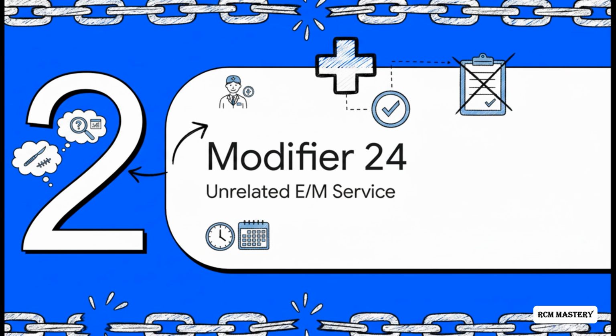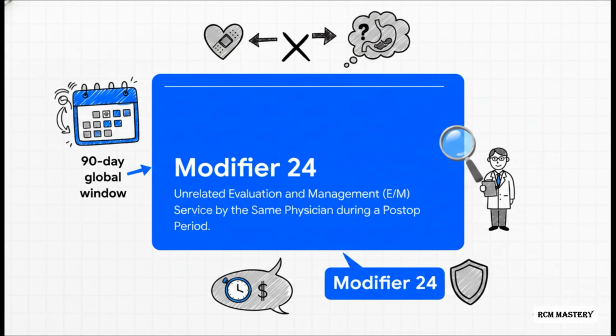Moving to Section 2, Modifier 24 for Unrelated EM, which stands for Evaluation and Management. This is our very first tool for breaking outside of that bundle. Let's look at the exact definition. Modifier 24 is an unrelated evaluation and management service by the same physician during a postoperative period. Basically, appending this modifier is your way of telling the insurance company, hey, look, I know we're inside that 90-day global window, but the provider is evaluating this patient for a completely unrelated issue.